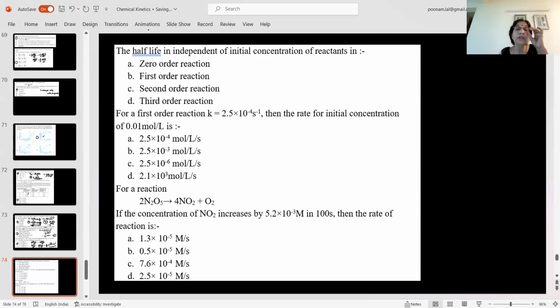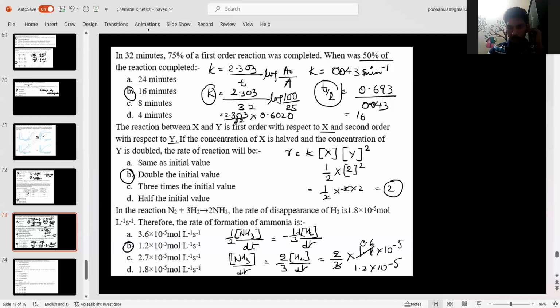Now, half-life is independent of the initial concentration of reactants in... Ma'am, can you show the slide before, which shows that type of reactant? Anyway, you get to see these slides again. Yes, ma'am.